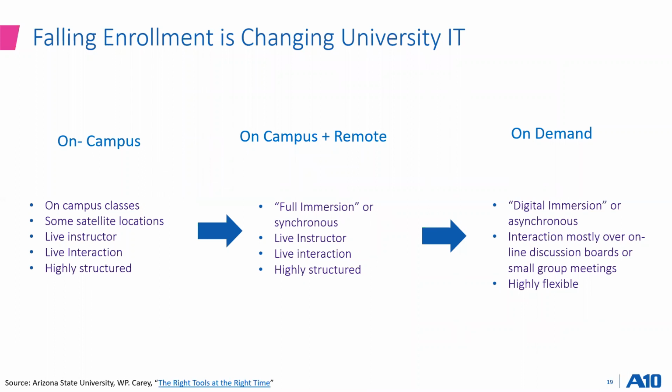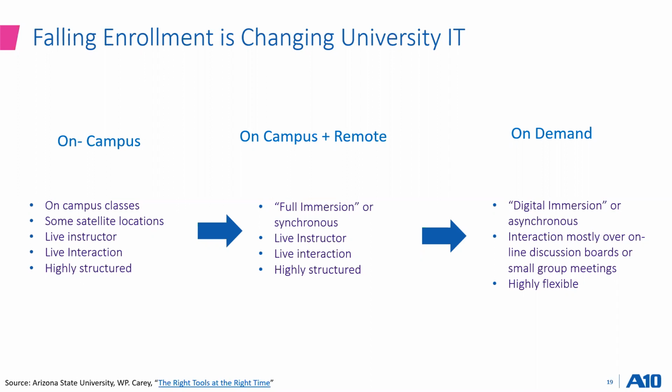This framework is from Arizona State University, W.P. Carey, and it's describing how they've actually transitioned their program to what they now call an on-demand kind of campus. So it just describes the trend from moving from a traditional on-campus to what they're calling full immersion or synchronous, which is on-campus plus remote, to also making on-demand service programs available as well.